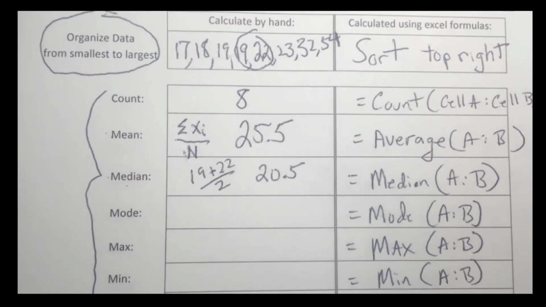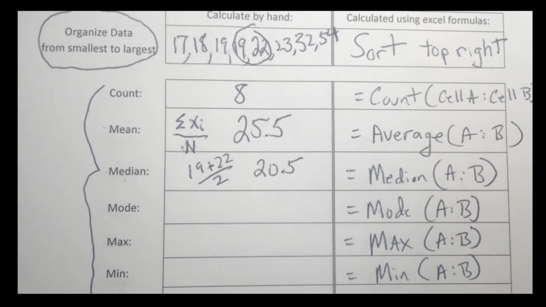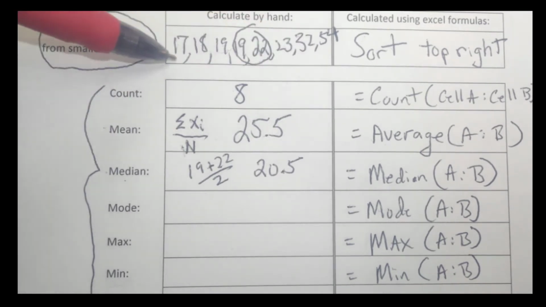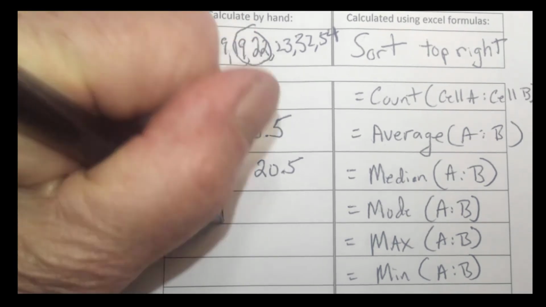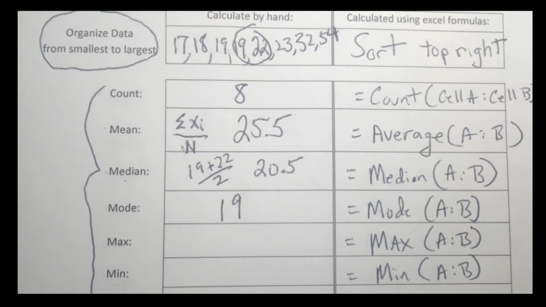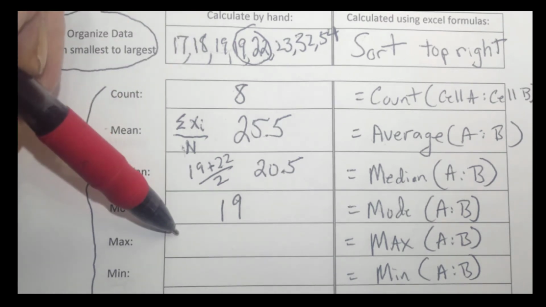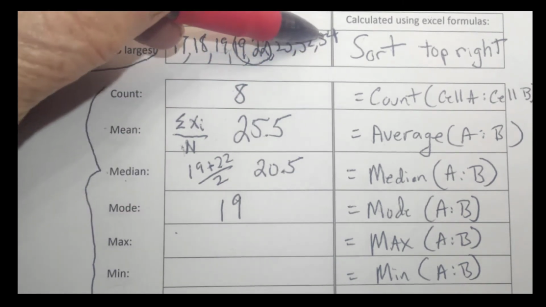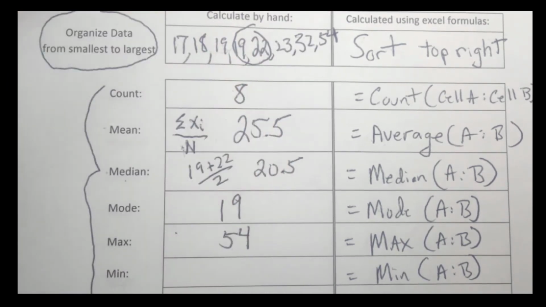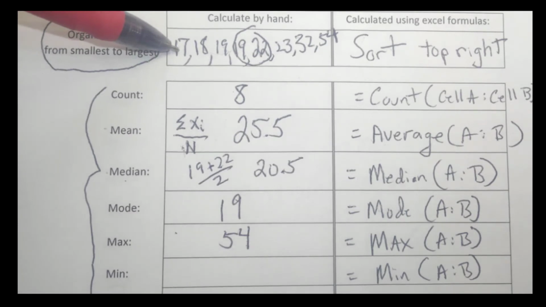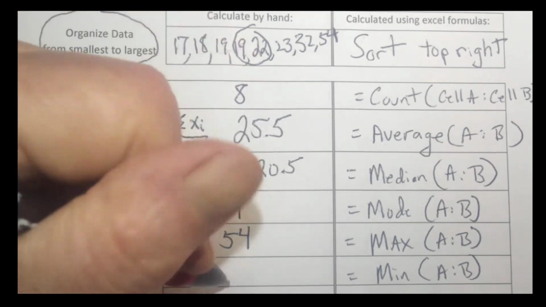The mode is the one that occurs most frequently. So in this data set, the one that occurs most frequently is 19. It occurs twice, and none of the others occur but once. The maximum is simply the highest data value in the set, which in this case is 54. The minimum is the smallest value in the data set. In this case it's 17.